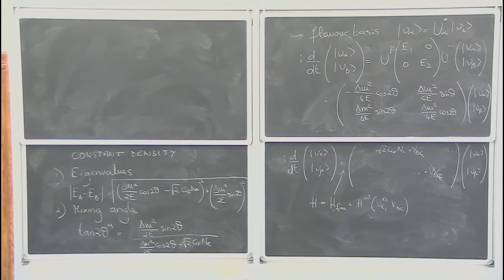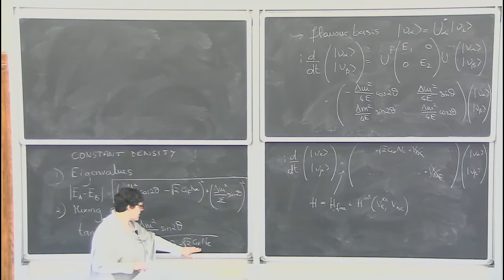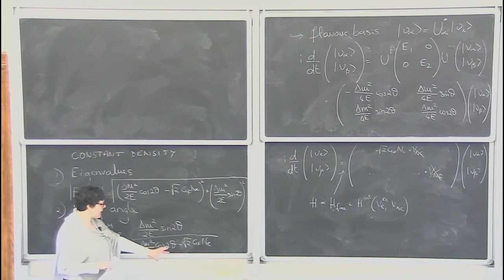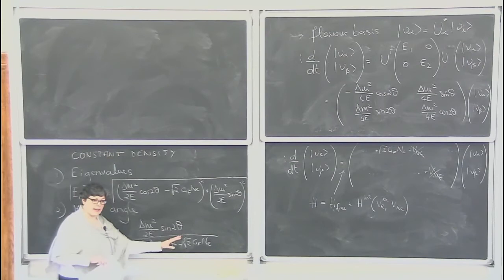Okay, and now we can look at what this mixing angle is telling us. In particular, we can look at three limits. There can be the case in which this term is much bigger than these parameters. It could be that they are equal, or it could be that this term is negligible. And in each case, the phenomenology that I obtain, the probabilities I obtain, are very different.